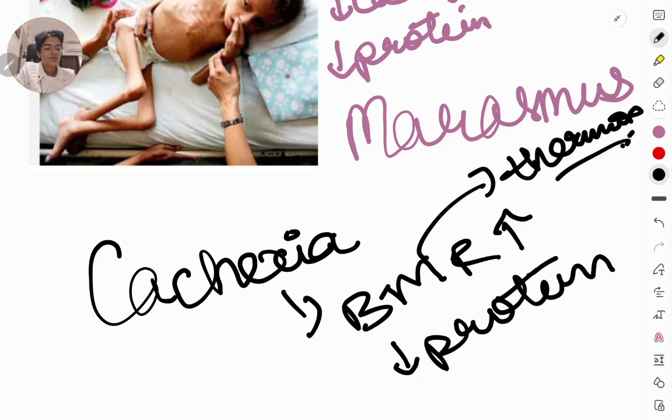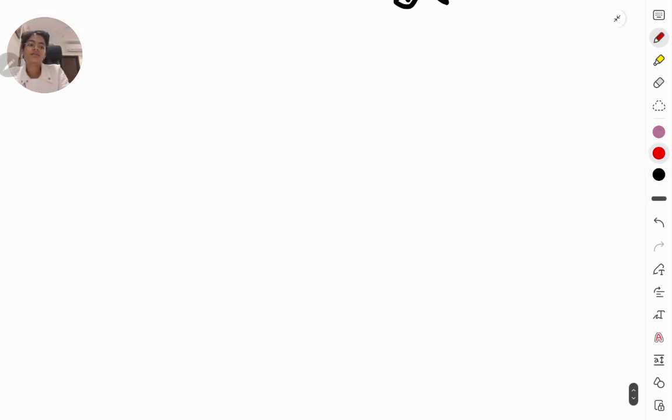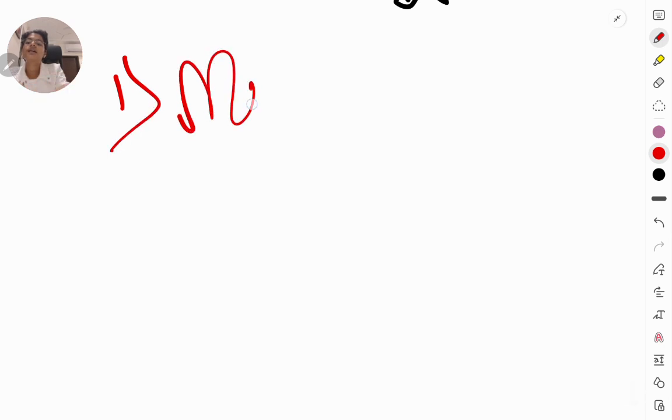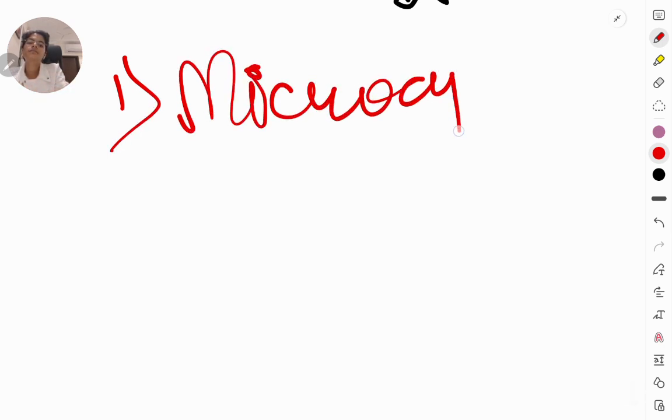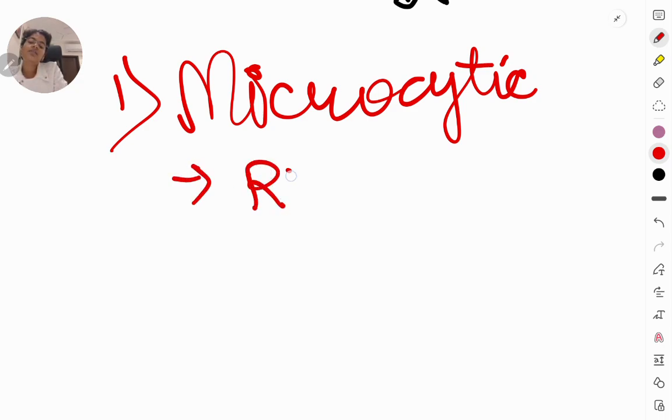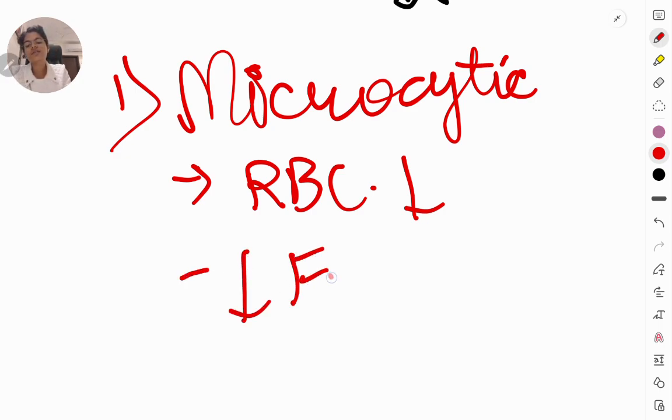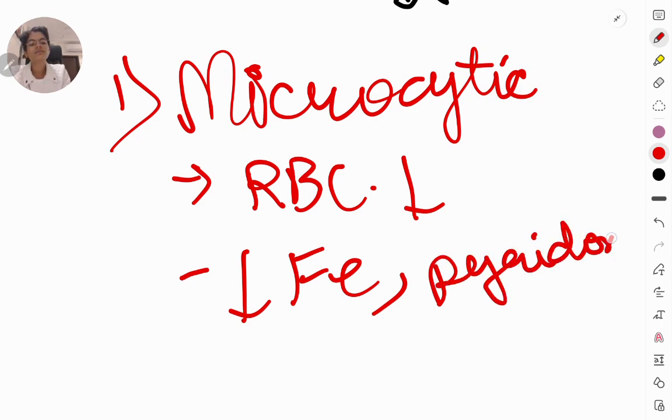Okay. Now nutritional anemias. There are some kinds of anemias. First is microcytic anemia. Based upon the size of RBC, it is classified. The size of RBC decreases. It could be due to deficiency of iron, pyridoxine, and copper.